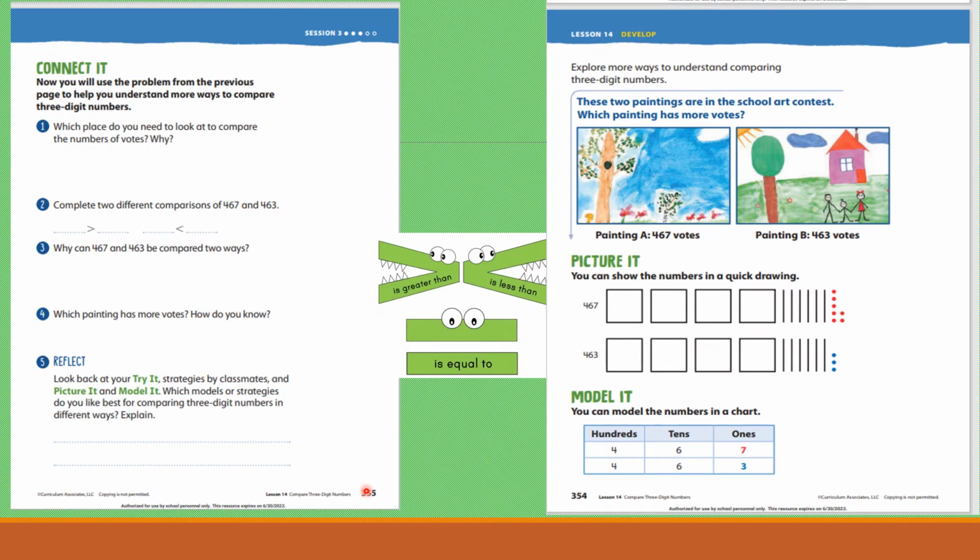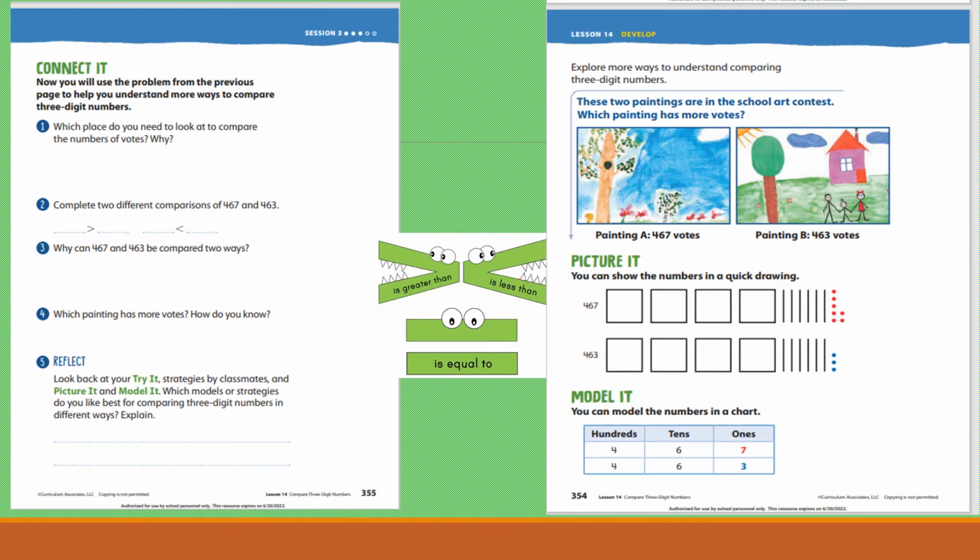All right, so let's look at page 355. It says, now you will use the problem from the previous page to help you understand more ways to compare three-digit numbers. It says, which place do you need to look at to compare the number of votes and why? So which place do we have to look at to compare these numbers? We looked at the hundreds place, and the hundreds were the same. We looked at the tens place, the tens were the same. We looked at the ones place, and we found a difference between the ones. One number had 7 ones, another number had 3 ones.